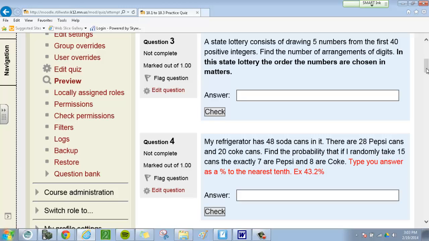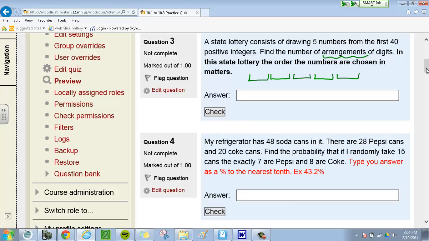Okay, a state lottery consists of drawing 5 numbers from the first 40 positive integers. Find the number of arrangements, permutations right there, of digits in the state lottery. The order the numbers are chosen matters. Okay, 5 numbers, the first 40 positive integers. So we're losing a number each time. We're choosing 5 numbers, so we have 5 buckets. 1, 2, 3, 4, 5.